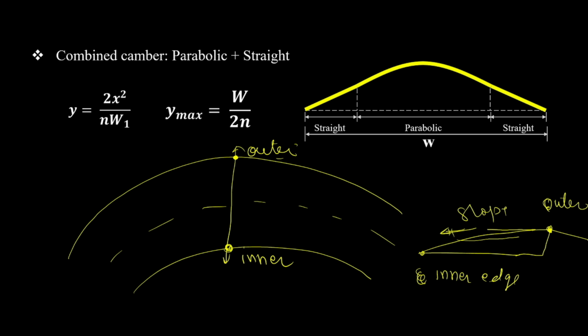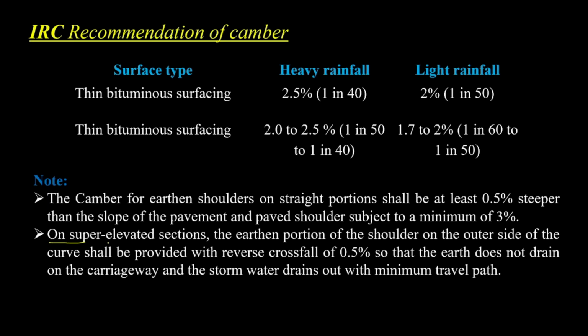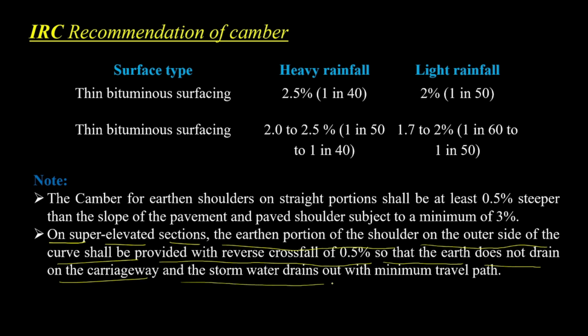Now they are saying that even though the slope here is in this direction, when we provide the shoulder, it should have a reverse slope. So when rainwater comes here, it will not come onto the carriageway. That water will get drained on the other side. That's what it says in the next note: on super elevated sections, the earthen portion of the shoulder on the outer side of the curve shall be provided with a reverse cross slope of 0.5%, so that earth does not drain onto the carriageway and storm water drains out with minimum travel path. Got it?